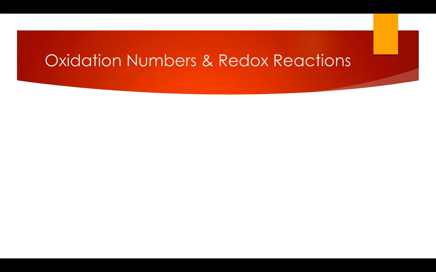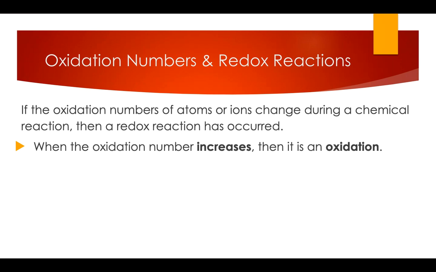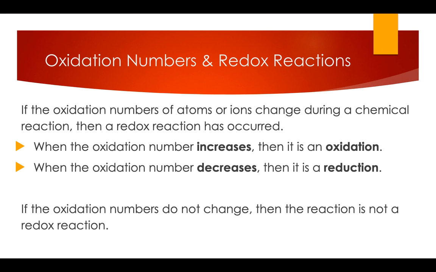So how does this apply to redox reactions? If the oxidation number of an atom or an ion changes during a chemical reaction, then a redox reaction has occurred. When the oxidation number for something increases, then it has been oxidized. When the oxidation number decreases, then it's a reduction. If the oxidation numbers don't change, then the reaction is not a redox reaction.